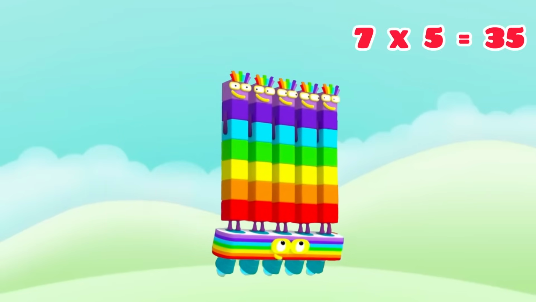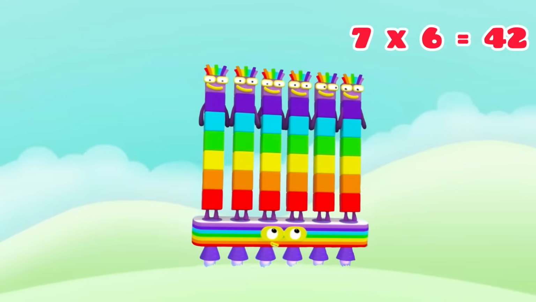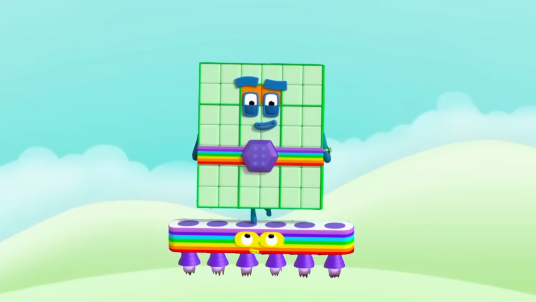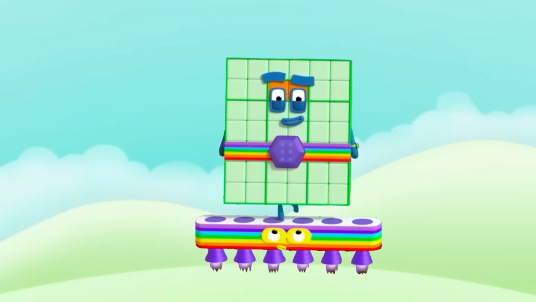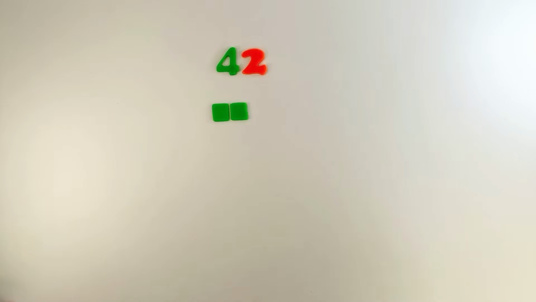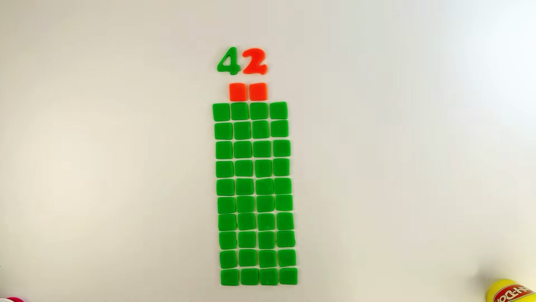Number block 28. 7 times 5 equals 35. 7 times 6 equals 42. Look, it's number block 42. 42 blocks. And we count 1 to 42 with number blocks.